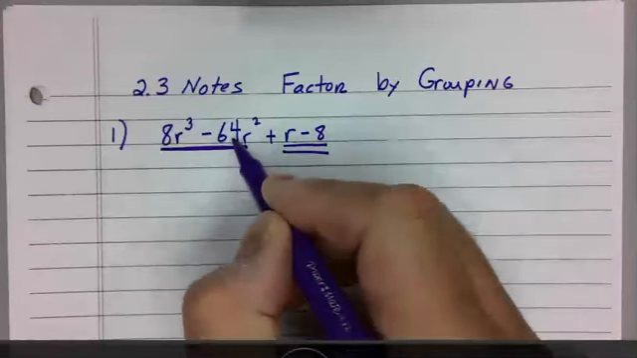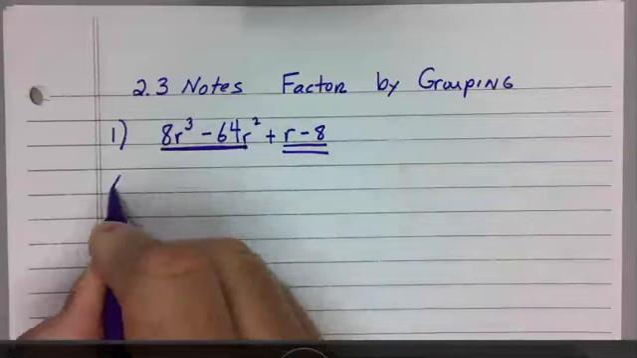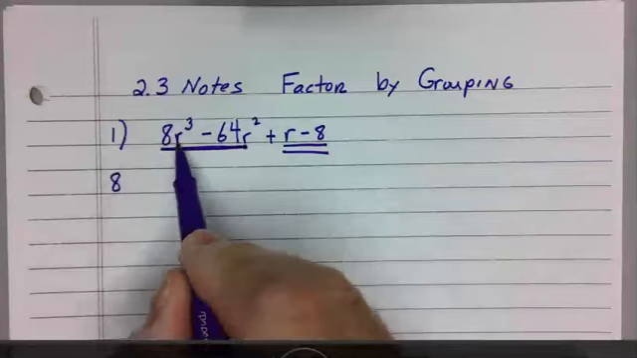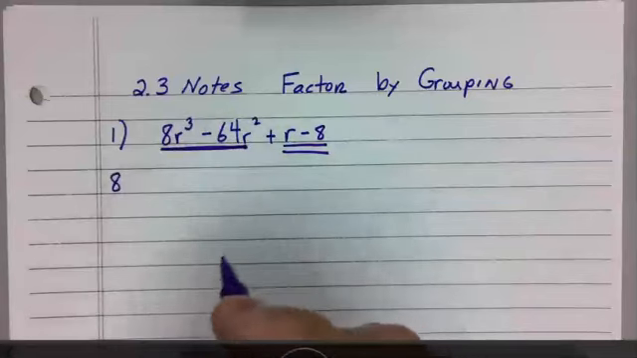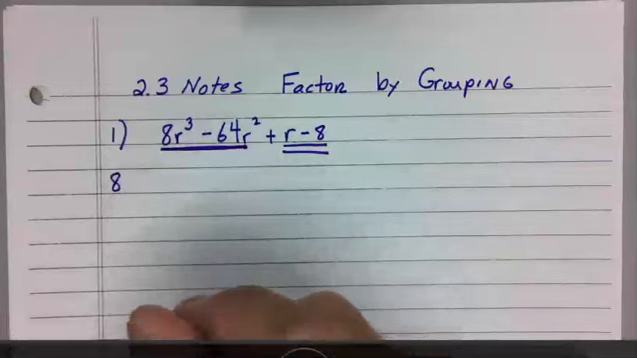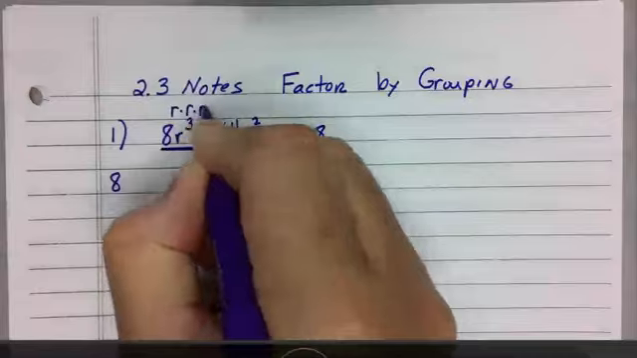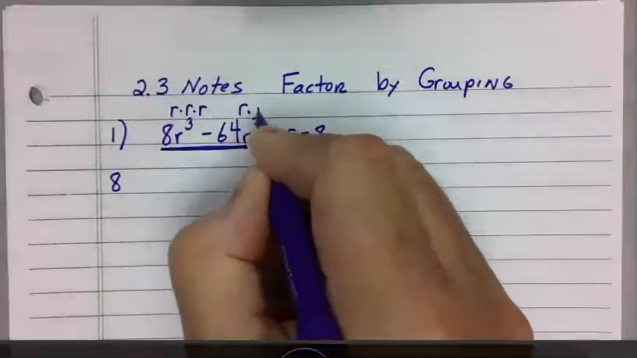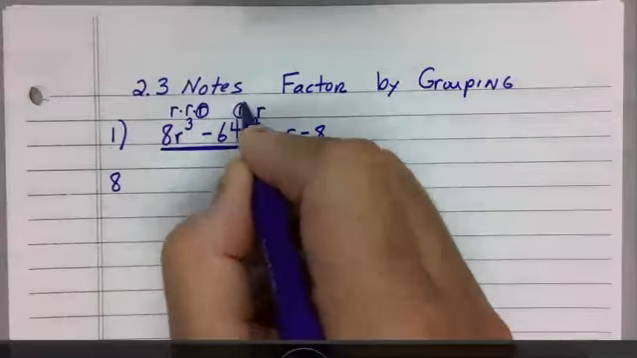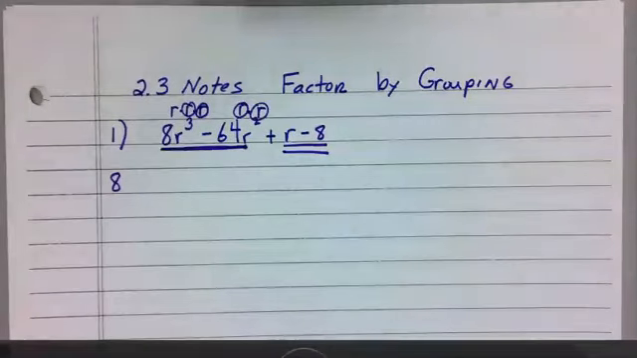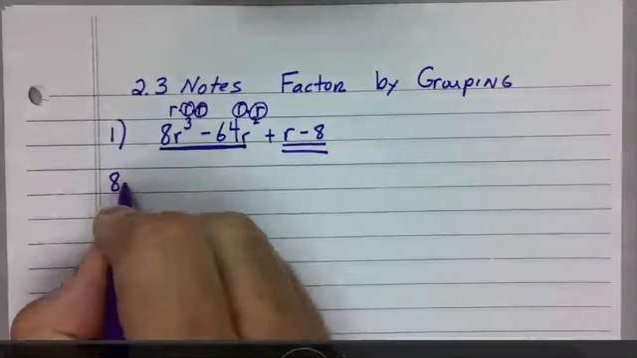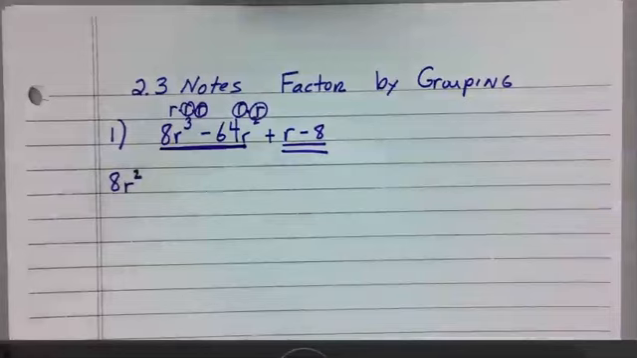Does 8 go into 64? Yes, we know 8's one of them. And then what did I tell you to pick when there's r cubed and r squared? What do we use? The lowest, because r cubed is r times r times r, right? And r squared is r times r. What do they share? Just what? R squared, okay? So we take out an 8r squared.